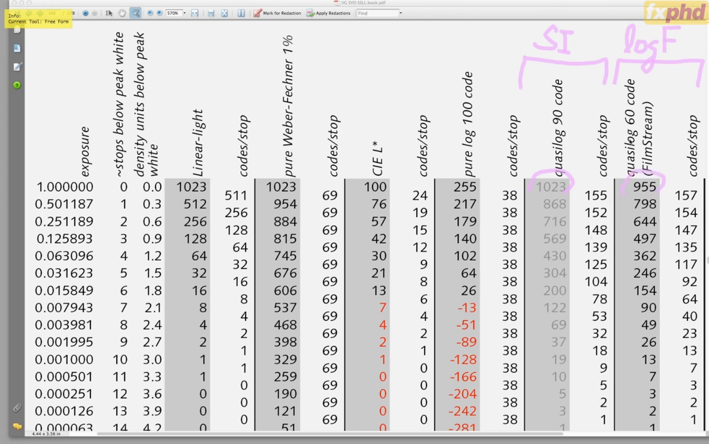And now I'm showing you how many codes per stop there are in each of these coding systems. And they're both very, very comparable. So there's really not a lot of difference at all. I mean, technically they're different, but in terms of their performance, they're very, very similar. So you can see then that the number of digital codes per stop starts to drop as we get 10, 11, 12, 13, 14 stops down from sensor saturation.